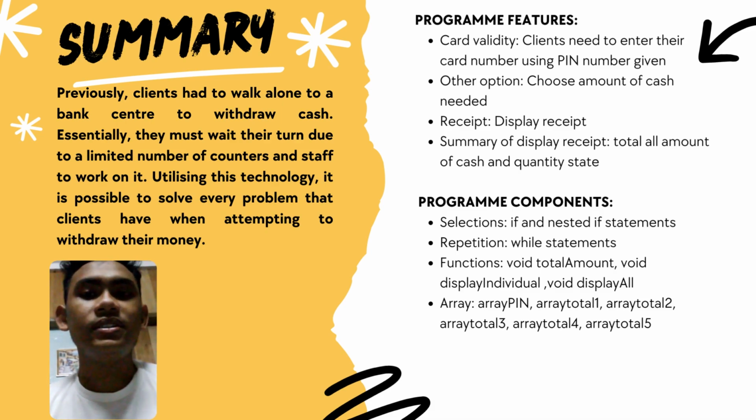Program components: selection, if and nested if statement, repetition, while statement, function void total amount, void display individual, void display all. Array: array pin, array total 1, array total 2, array total 3, array total 4, and array total 5.